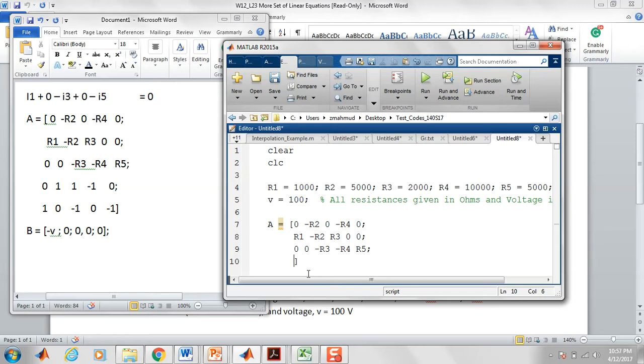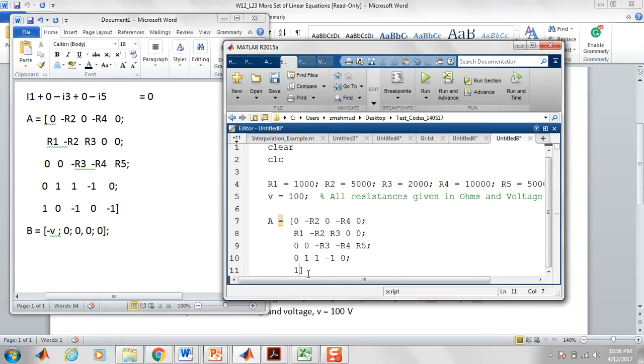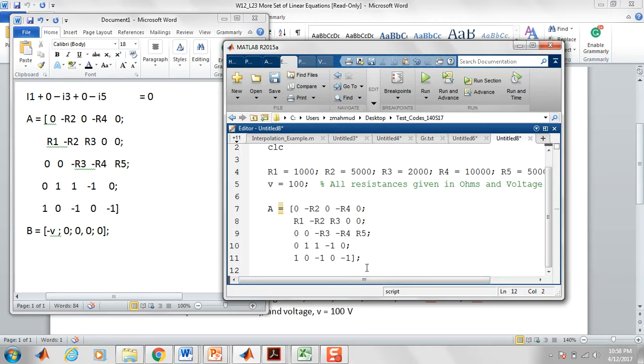So I have 3 equations done. And the fourth equation, I have 0, and then 1, and then 1, and then negative 1, and then 0. So that's my fourth equation. My fifth equation is 1, 0, negative 1, 0, negative 1. So I have all the values for A done, and now I'm going to write the B matrices.